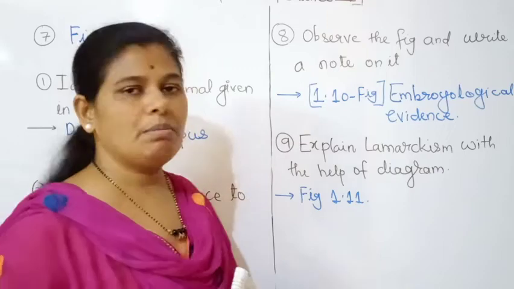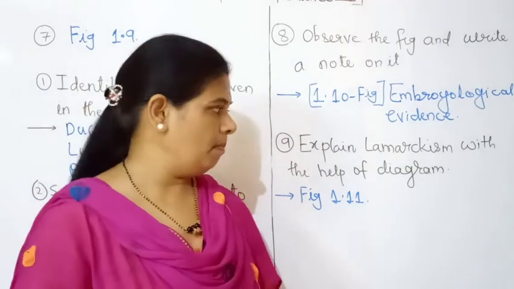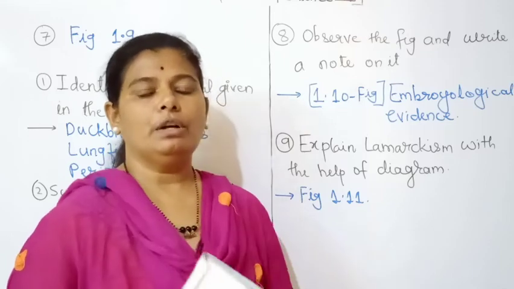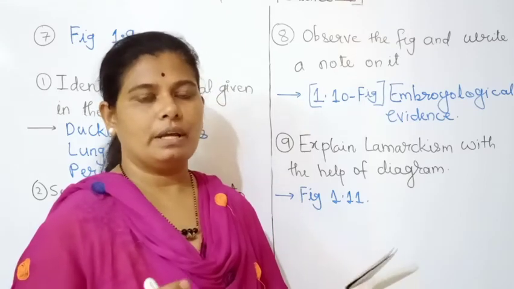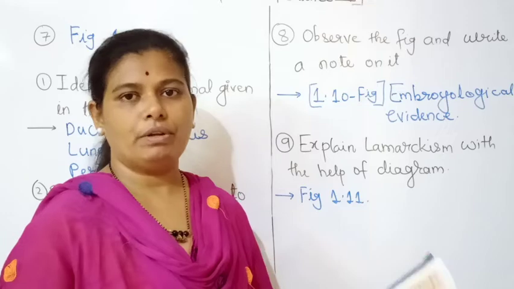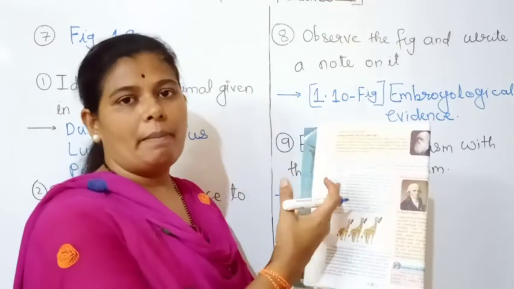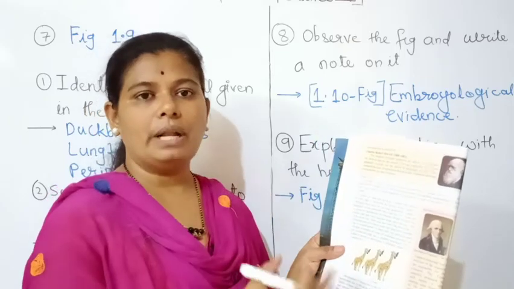Okay, the next question is, explain Lamarckism, given in the diagram. Lamarckism is seen in different animals, like the giraffe. Then regarding the emu bird, the textbook gives information about Lamarckism by giving certain examples.